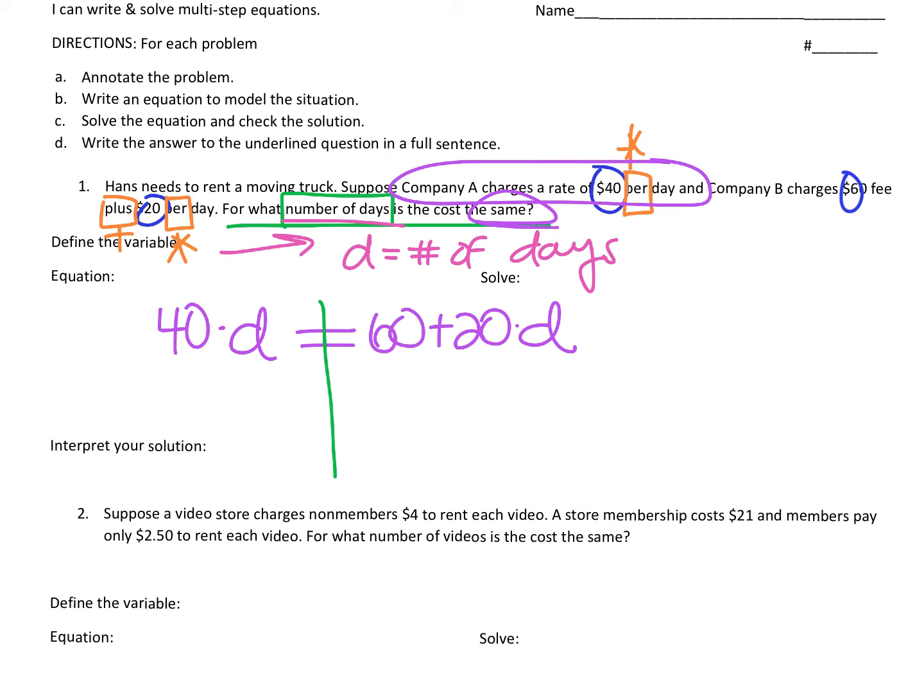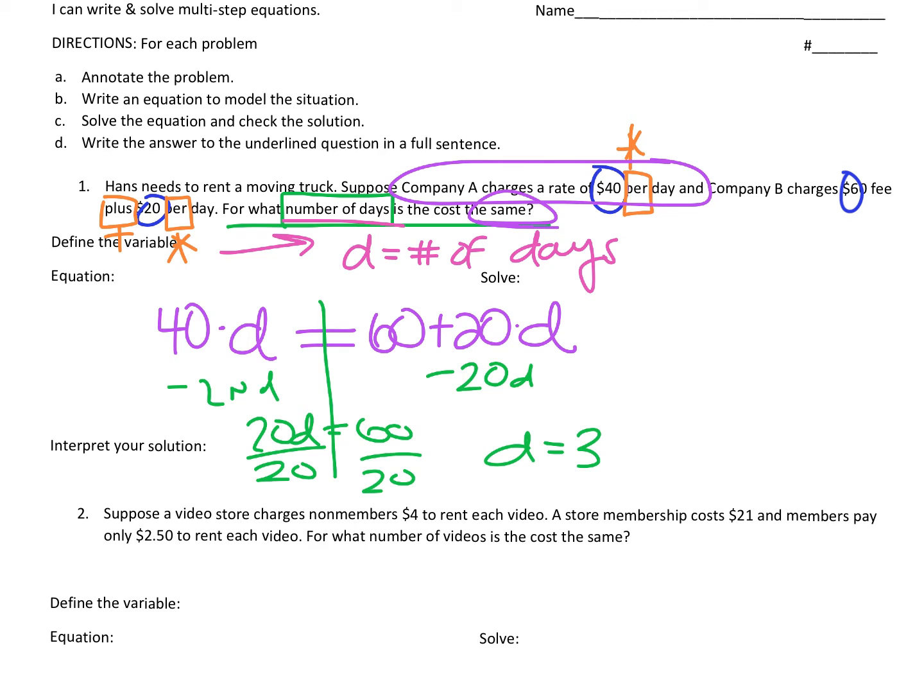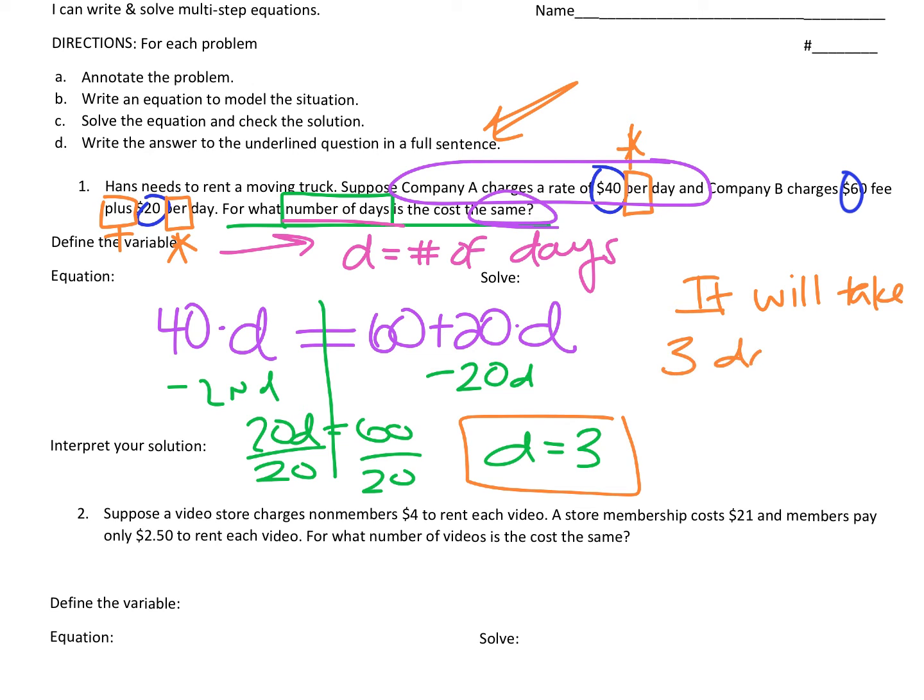Get your variables on one side together, so subtract 20D. We get 20D equals 60, divide by 20, D equals 3. And then because it's a word problem, we always have to make sure we look at this final part. Write the answer in a sentence. What does my answer, D equals 3, mean? That means it will take 3 days for the costs to be the same.